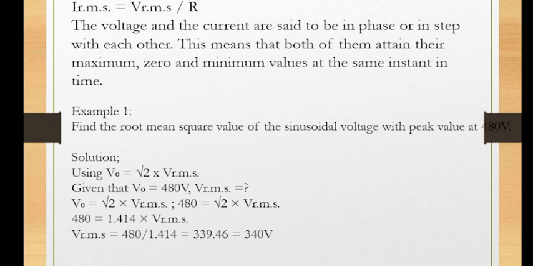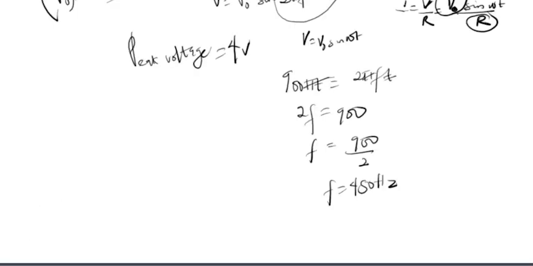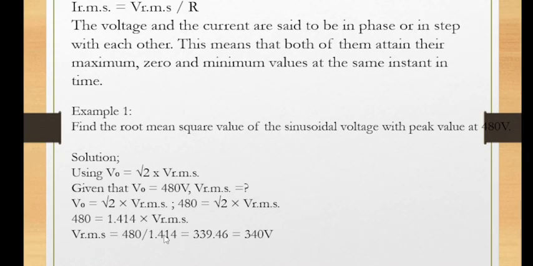VRMS is equal to, let's go to our board. We know that VRMS is equal to V naught over root 2. So our V naught can also be equal to VRMS root 2. So if you are asked to look for your peak voltage and you have your VRMS, you are good to go. So V naught is equal to VRMS multiplied by root 2, and you will get your peak voltage.